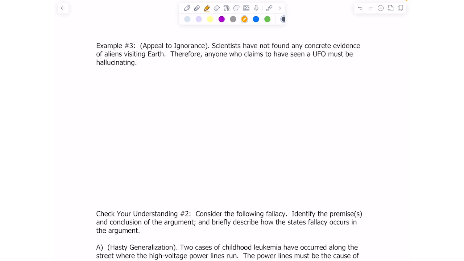Okay, so let's do premises in yellow first, right? One of my premises is that there's no proof that aliens have visited the Earth. So scientists have not found any concrete evidence of aliens visiting Earth. My conclusion is that aliens have not visited the Earth. So anyone who claims to have seen a UFO must be hallucinating, which just means aliens must not have visited Earth.